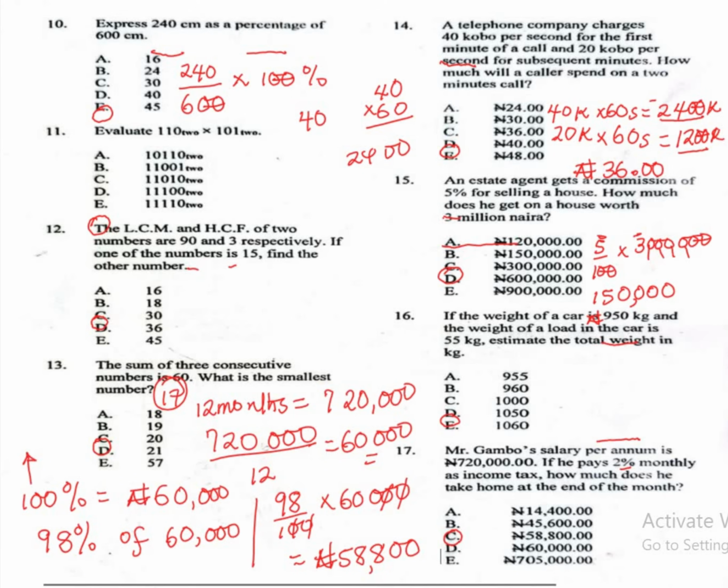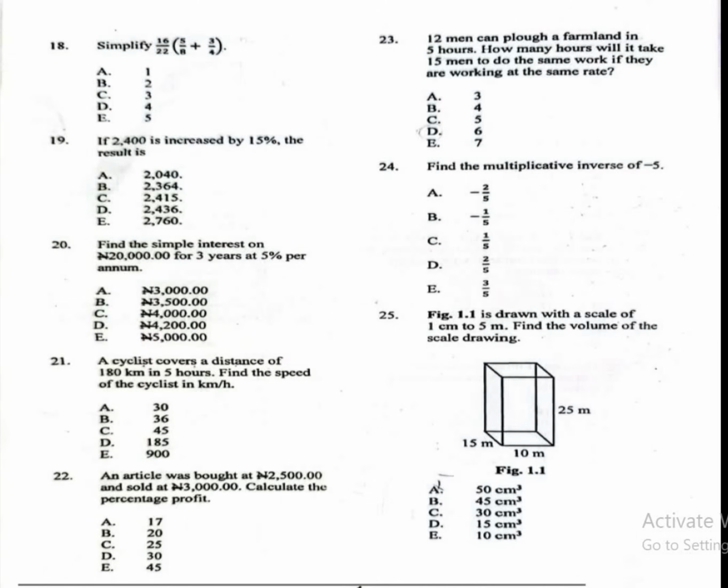All right, let's take a look at question 18. Let's simplify. 16 out of 22 bracket 5 out of 8 plus 3 out of 4. We must use both now, so solve for the terms in the bracket first.